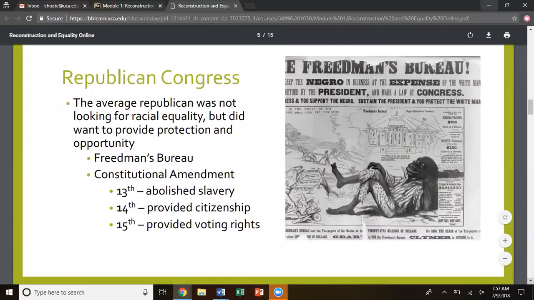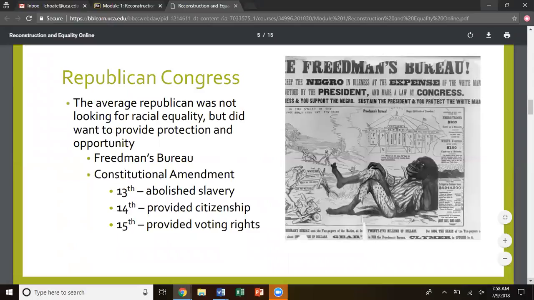Now, it was the Republicans who were in charge of this Reconstruction process that we're in the midst of post-1865, but not all Republicans agreed. There were radical Republicans who wanted more rights for Black citizens, but the average Republican was not actually looking for racial equality, but they wanted to provide protection and opportunity for Black citizens in the South.